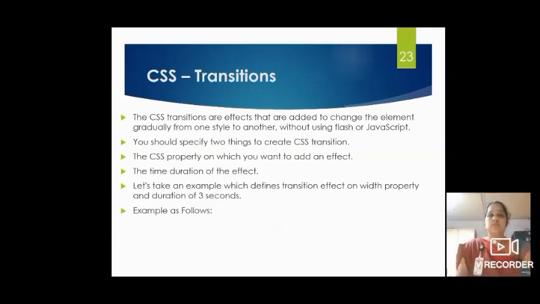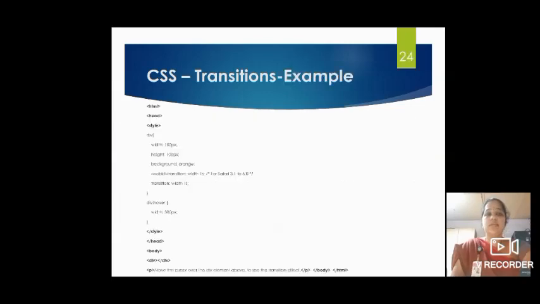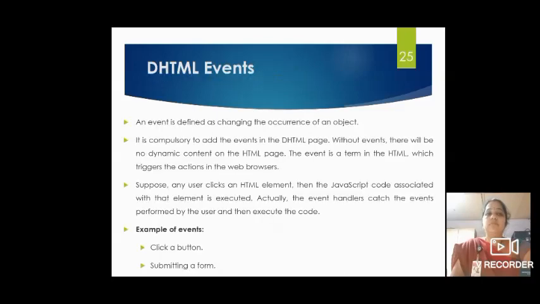Next one is transitions. Transition effects are added to change an element gradually from one style to another without using Flash or JavaScript coding. We can specify two things to create a CSS transition: one is the CSS property on which you want to add an effect, and the other is the time duration of the effect. Let us take an example with the width property and a duration of 3 seconds. The example code will be like this. So we can add the width with 3 seconds.